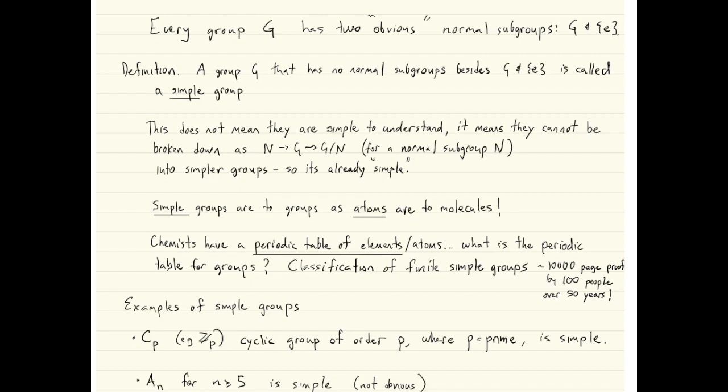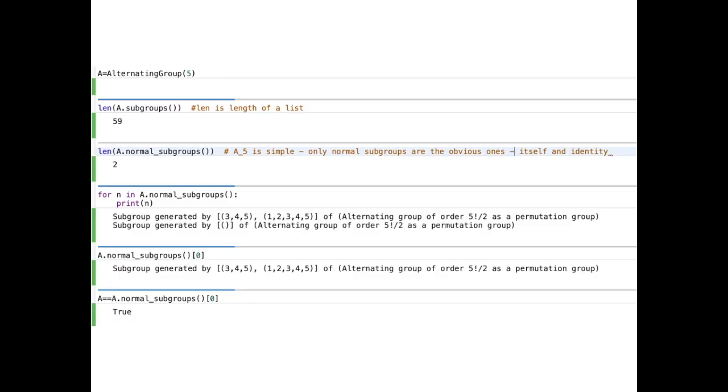What's not so easy is that A_n, the alternating group on n letters, for n greater than or equal to 5, is a simple group. And this is not at all obvious. But on the next slide, we're going to check this fact for n equals 5 in Sage. So here's the command for defining the alternating group on 5 letters.